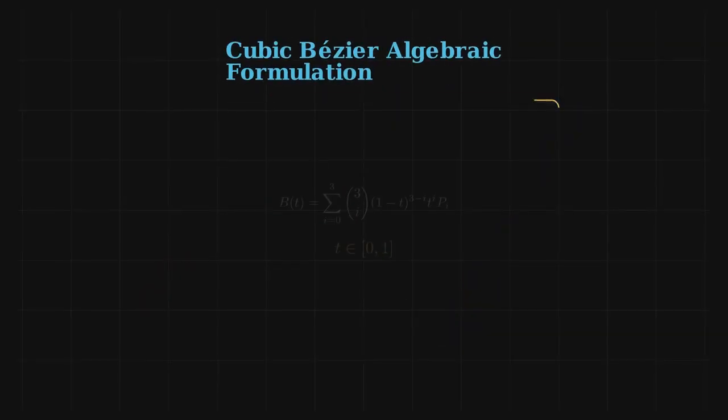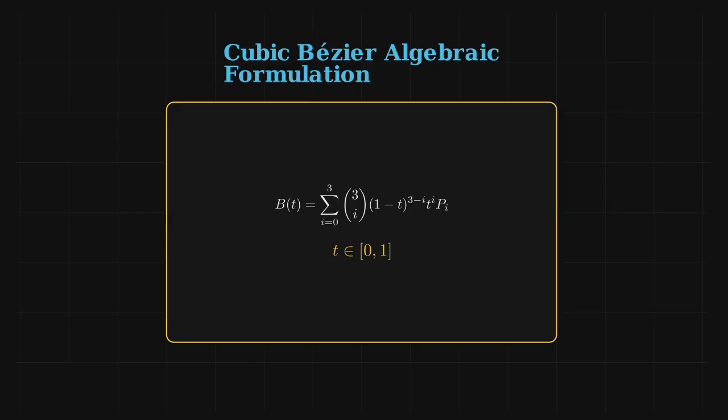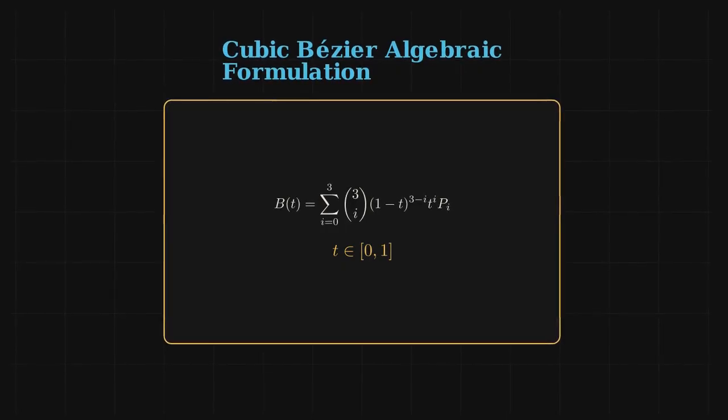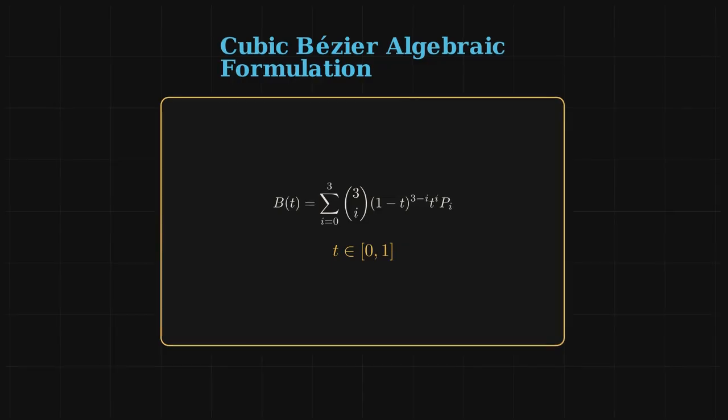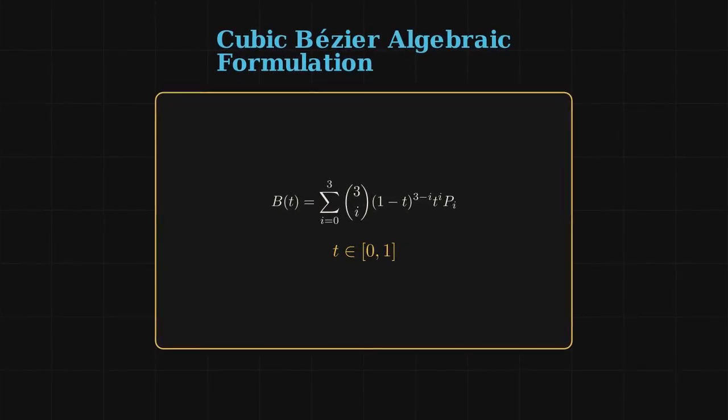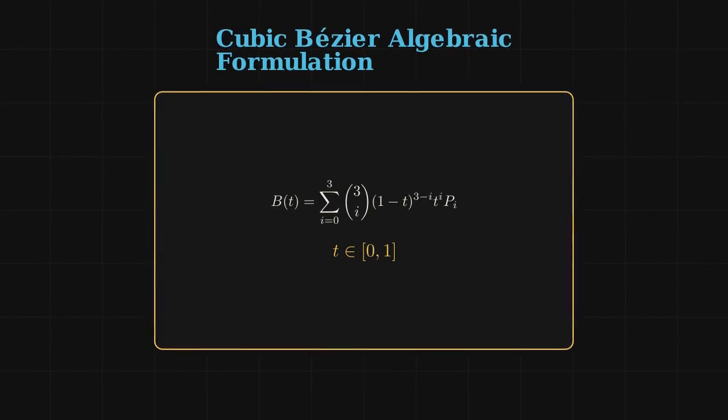Expanding this nested linear interpolation algebraically yields the explicit cubic Bezier formula. Here, the positions are weighted by Bernstein polynomials. The parameters balance the influence of each control point. Because the formula is continuous, we can evaluate it at any arbitrary decimal value of t.